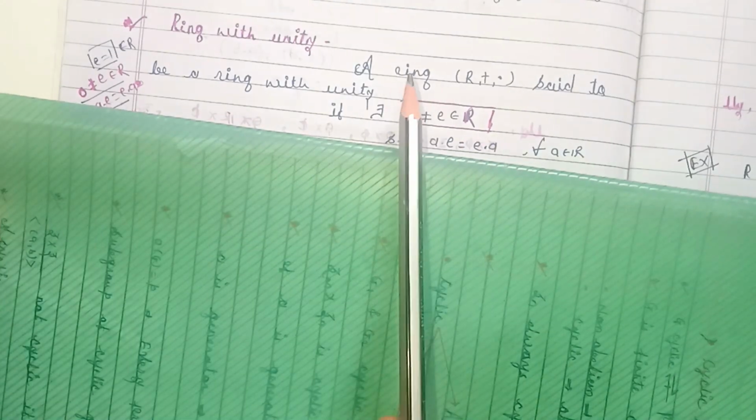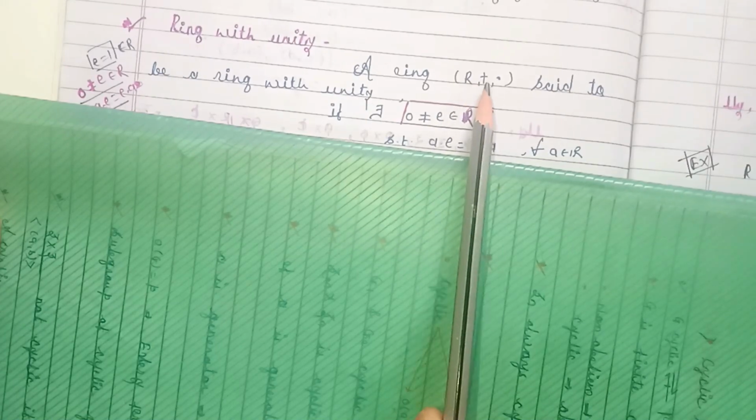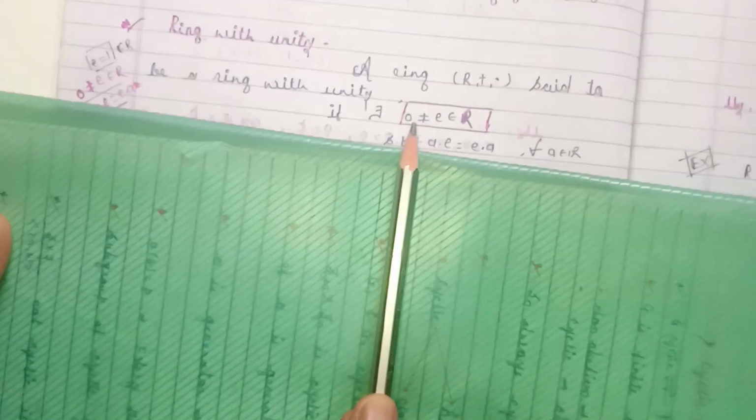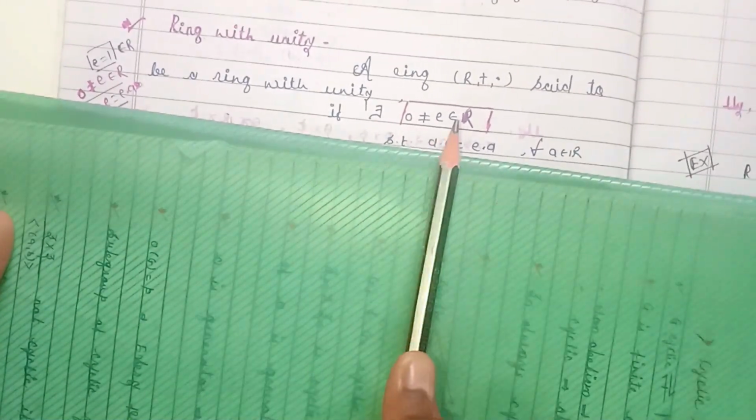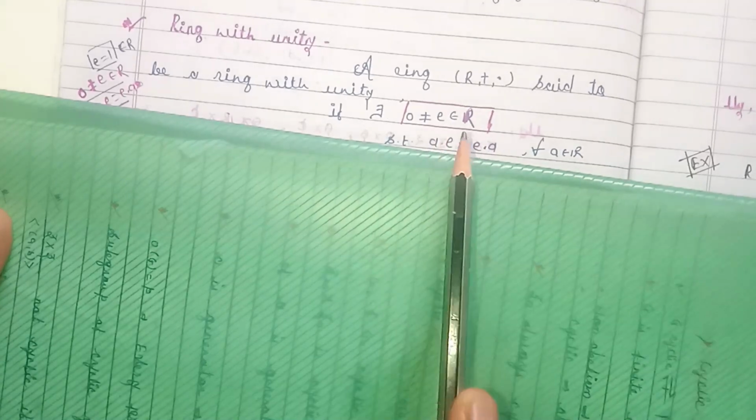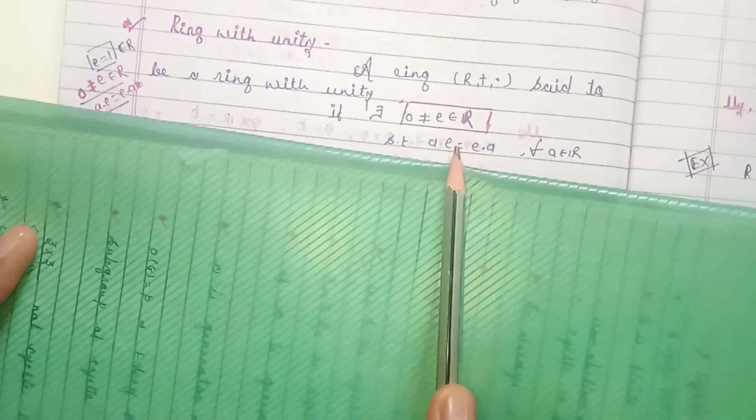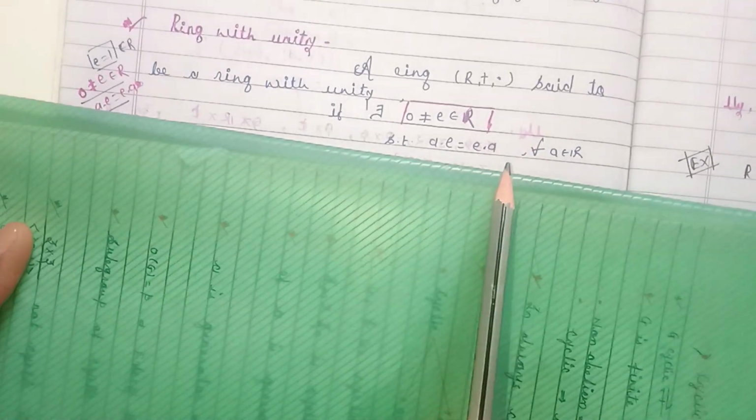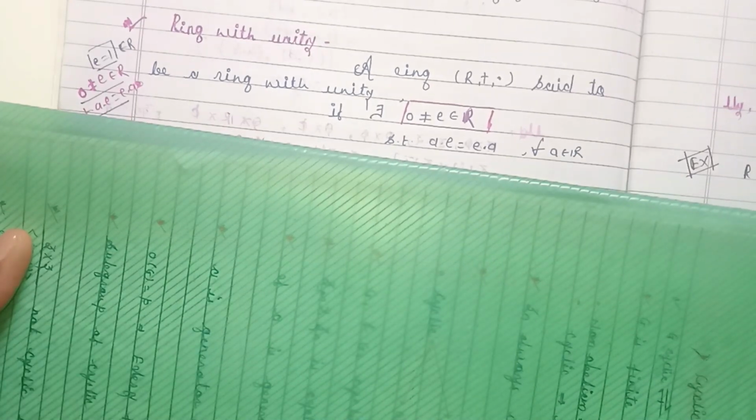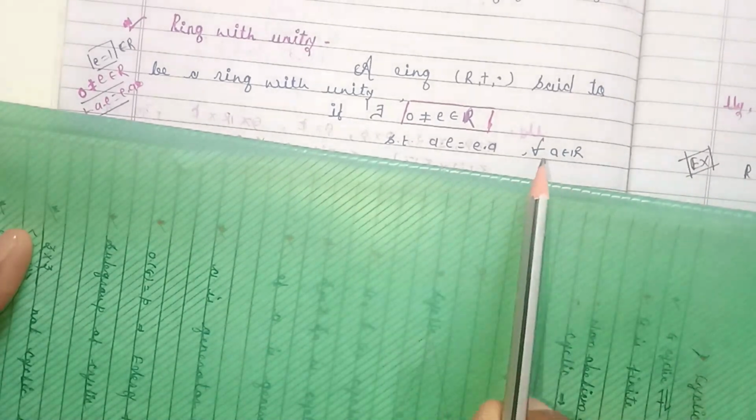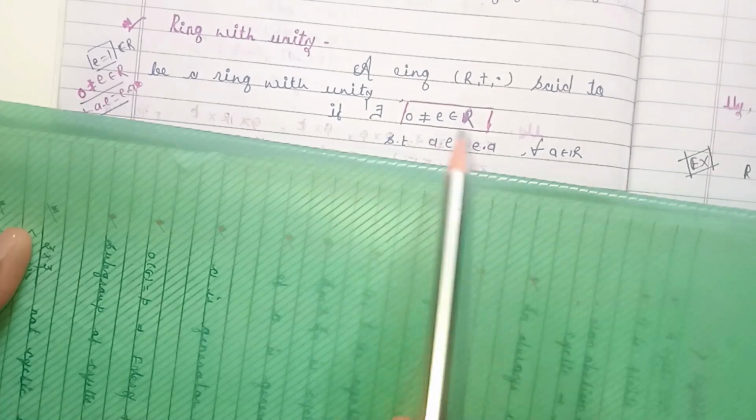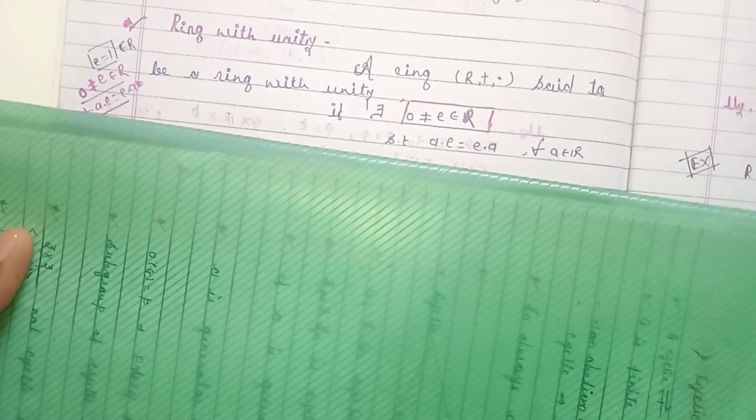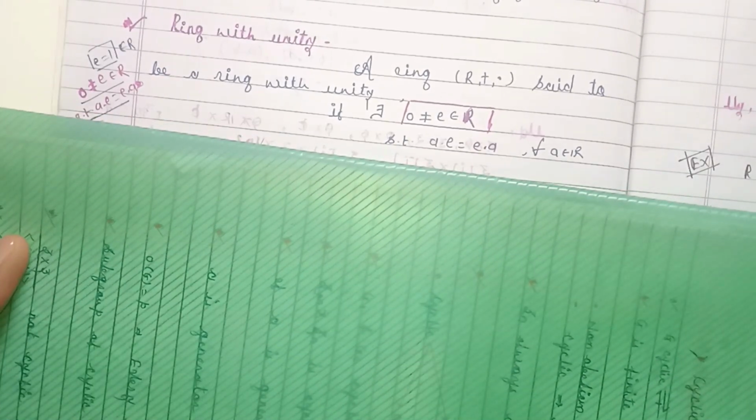Definition of a ring with a unity: we have a ring R under addition and multiplication, dot. It is said to be a ring with a unity if there exists a non-zero element e, the identity, which belongs to our ring, such that for any element a in R, a times e is equal to e times a, which equals a. Then we say that e is the unit element of our ring. So e needs to be non-zero, and one more condition, a·e = e·a, needs to be satisfied. This is the definition of a ring with unity.